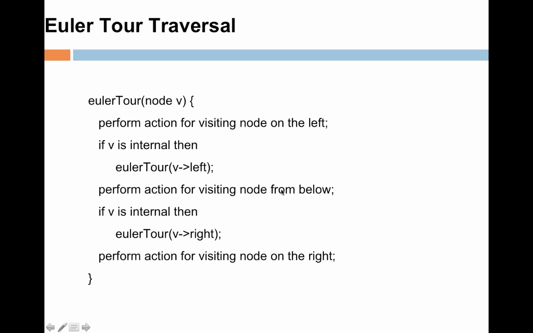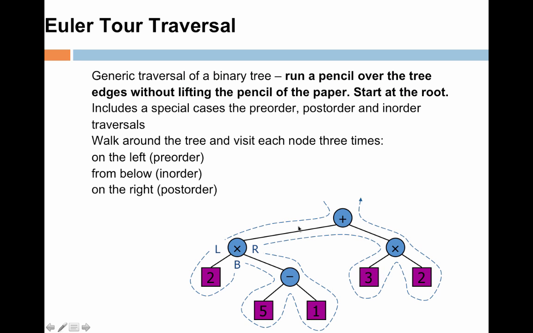Then you perform the action for visiting the node from below. Then if it is internal, you move to the right and you perform the action for visiting the node to the right. And this will be done recursively. Right? So let us just do this again. You visit to the left, then you come back to the root, then you go to the right hand side and visit this. So one can also visualize this walk as being done by the in-order traversal of the tree that we just looked at.